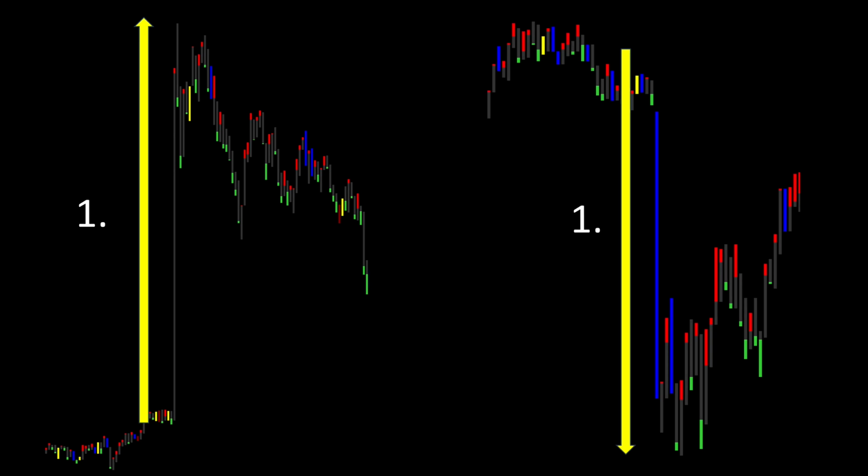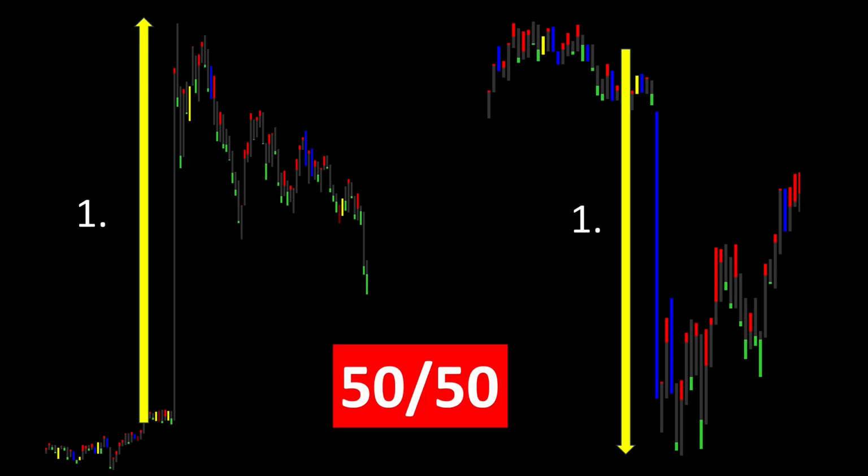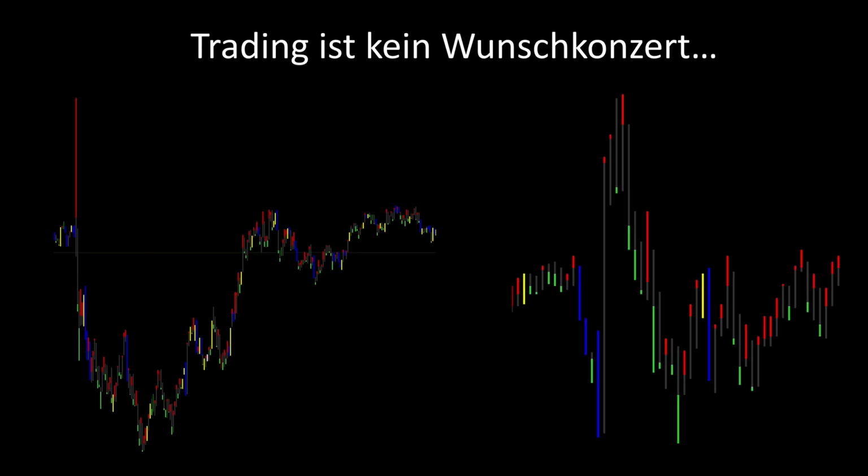There are several possibilities in the breakout. The price can immediately go up or down sharply. This would give you a 50% chance of winning. But unfortunately, trading is not a dream come true. Here we first see a fake breakout up and then the price goes down. Here we see a fake breakout downwards and then the price jumps upwards. Now the probability of winning is less than 25%.